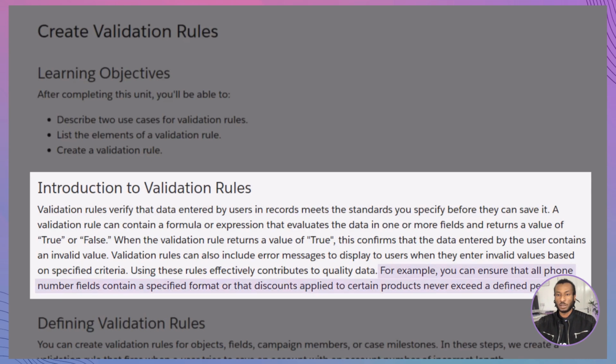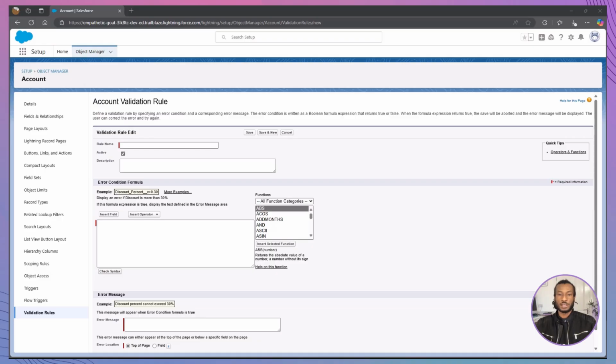For example, imagine you're collecting phone numbers and you want to make sure they're always entered in a specific format. Or maybe you want to prevent discounts over a certain percentage for specific products. Validation rules make this possible by evaluating the data and returning a true or false value. If it's true, Salesforce won't let the record be saved. Simple but powerful.